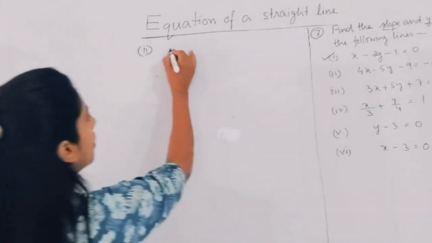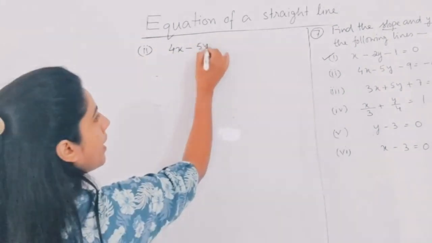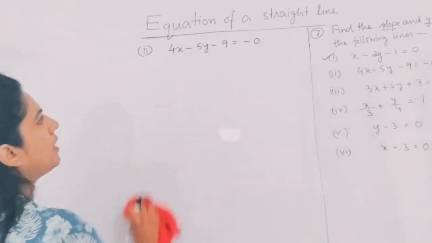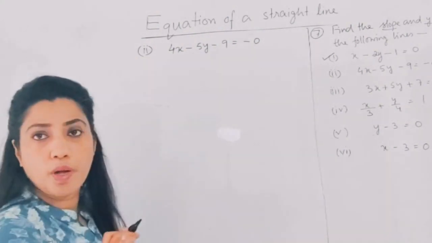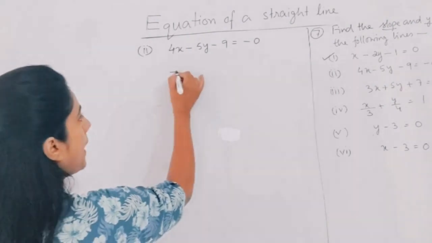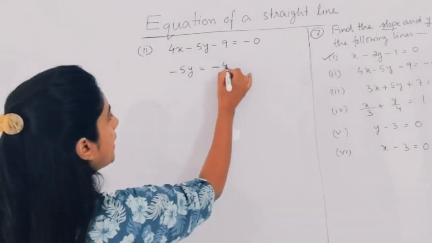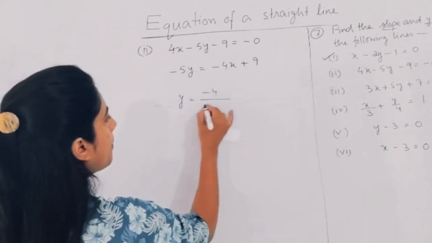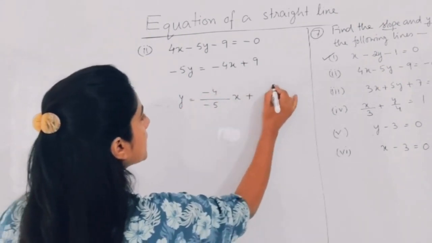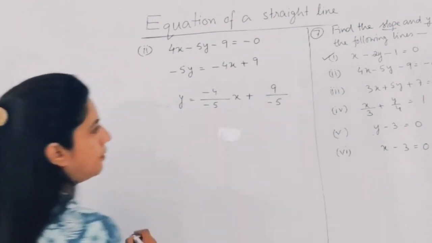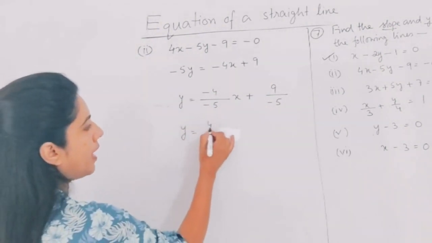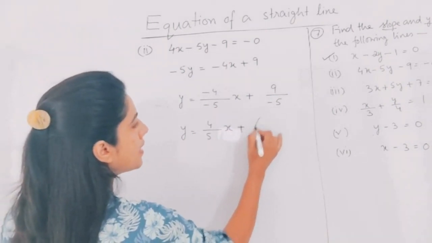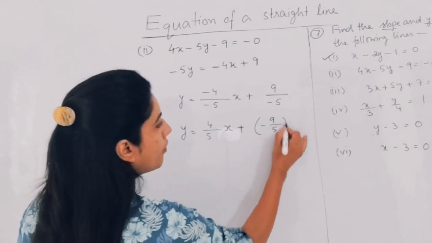The equation is 4x minus 5y minus 9 is equal to 0. Minus 0 or 0 is the same thing, so don't worry about it. We need it in the form y is equal to mx plus c, so minus 5y is equal to minus 4x plus 9. Y is equal to minus 4 upon minus 5 into x plus 9 upon minus 5. So y is equal to 4 by 5 into x plus minus 9 upon 5.